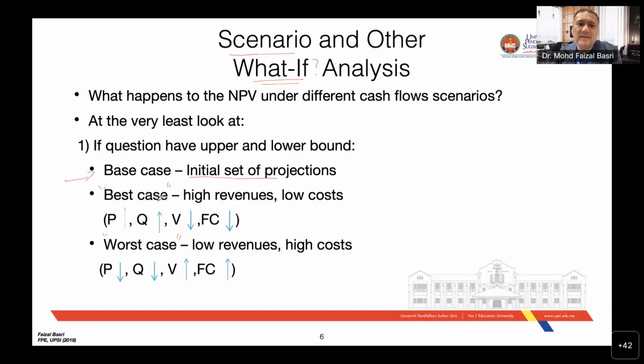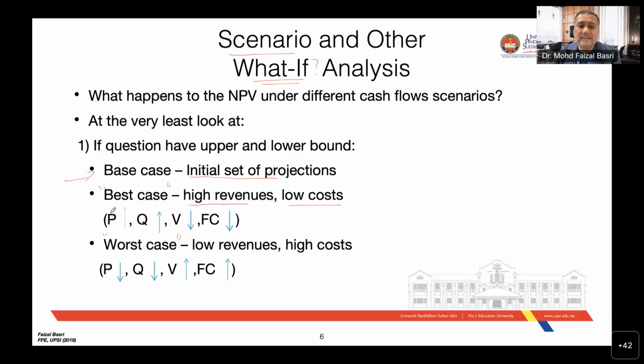Okay, for the best case scenario, we're going to assume that our project will generate the highest revenues, and at the same time it will incur the lowest cost. This is the rule: high revenues with the lowest cost possible from the projection. So when we estimate on the initial set of projections, the base case scenario, we're going to take the higher end of revenues, meaning they will earn more than the actual projections. And at the same time, it will incur the lowest costs, meaning the costs will be lower as compared to the base case scenario. So that's why I put a sign here.